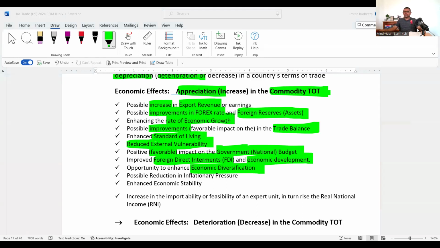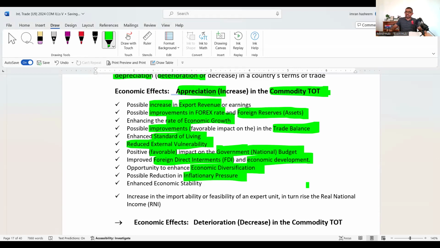Right. So that is encouraged with favorable, improved terms of trade, because a country that is having good terms or benefits through international trade will be encouraged to expand its economic activities and the export sector. Possible reduction in inflationary pressure. I think I already spoke about it, right? Especially imported inflation is lesser, because terms of trade improving means export prices increase, import prices decrease.